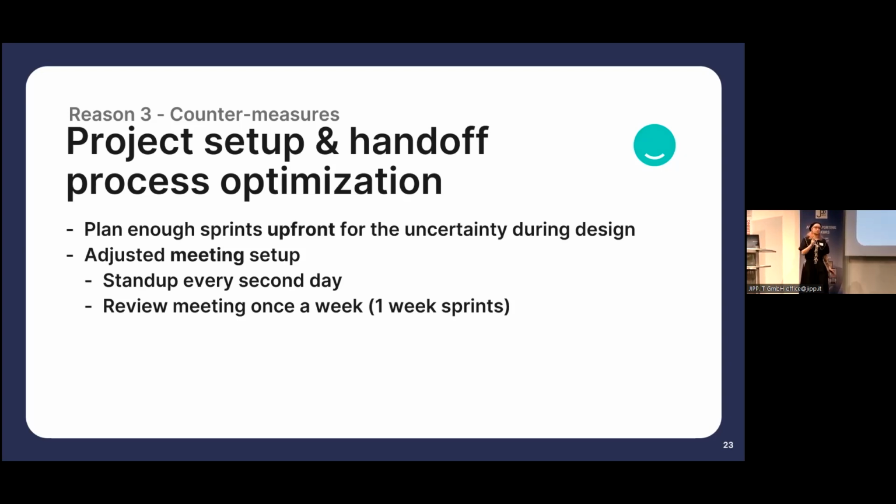Review meeting once a week. This implies that we created 1-week sprints where we would, at the end of each week, sit together with a client. Why is that? Because I told you a lot of work can be done in 2 weeks. And let's say you only have 1 hour of a meeting with a client or a stakeholder. You cannot show everything.